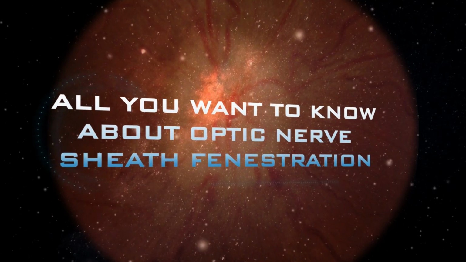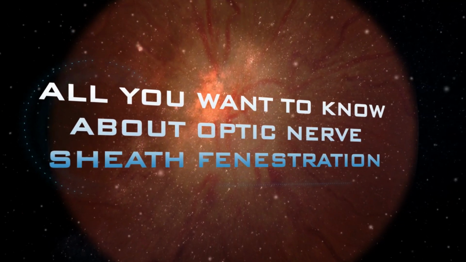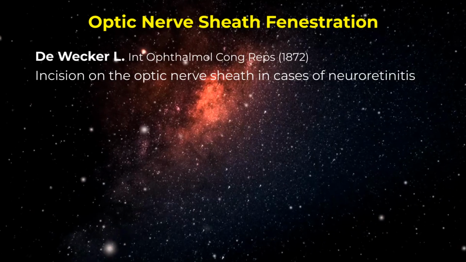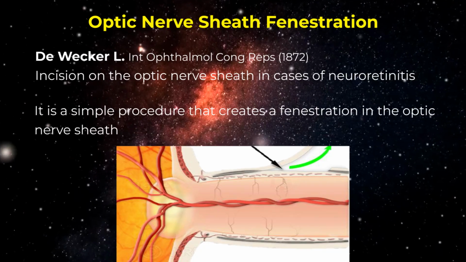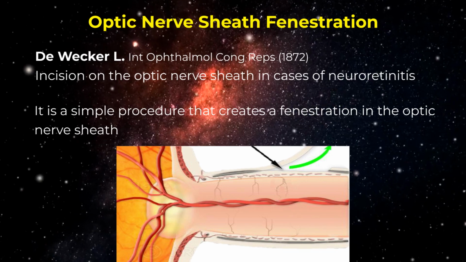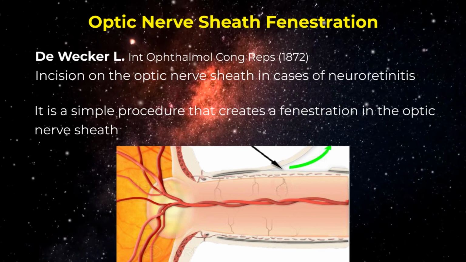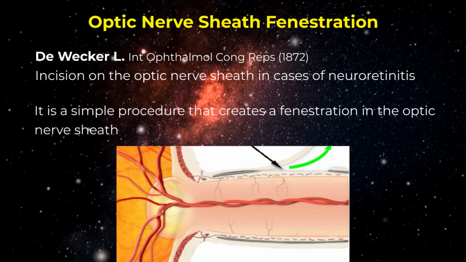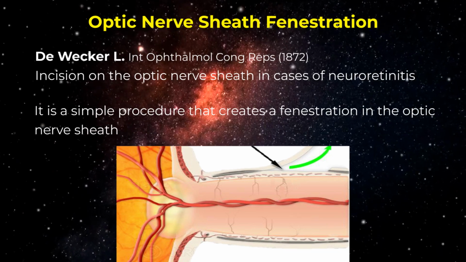All you want to know about optic nerve sheath fenestration. It was introduced by D. Wecker for neuroretinitis. It's a simple procedure that creates a fenestration in the optic nerve sheath whereby the target organ, that is the eye, is spared of the pressure-related effects by creating a diversion.